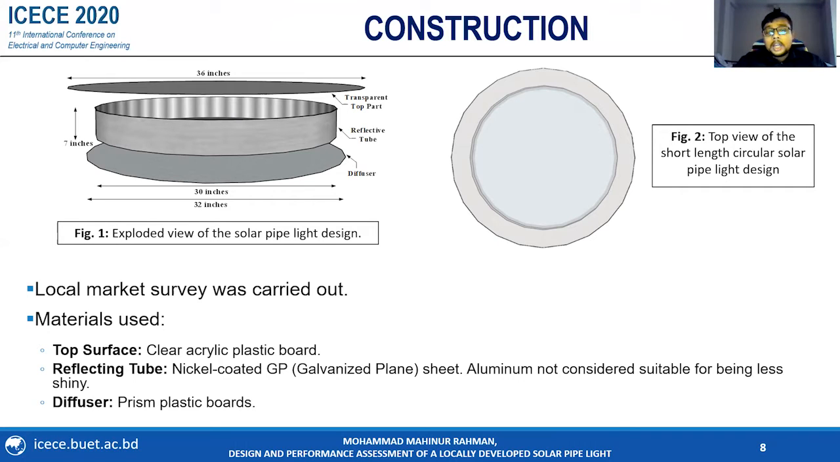For the construction, a local market survey was carried out, where we chose cost-effective materials that are easily available in Bangladesh. For the top part surface, we used clear acrylic plastic board. For the reflective tube, we used a nickel-coated galvanized plain sheet, disregarding aluminium due to being less shiny. And for the diffuser, we used prism plastic boards.